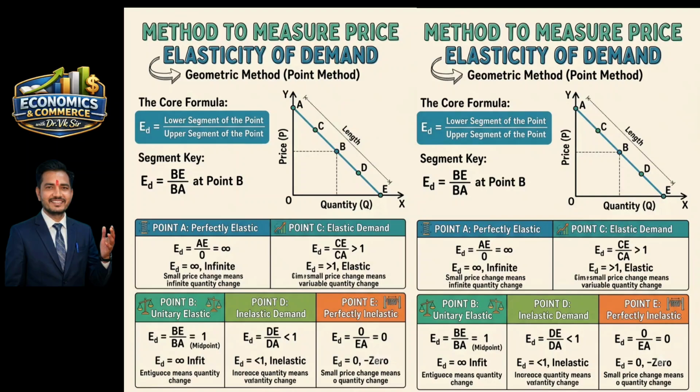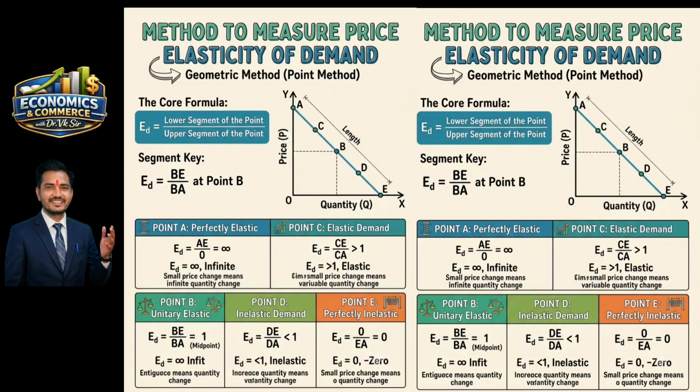That is why this method is called the point method or geometric method. In this method, we can find elasticity of demand at a particular point on the demand curve. So look at the demand curve. The demand curve starts from point A on the y-axis and ends at point E on the x-axis. Suppose we want to find elasticity at any point on this demand curve.